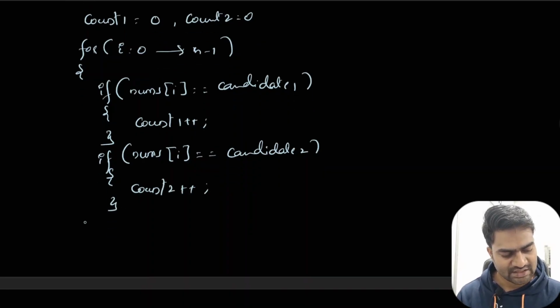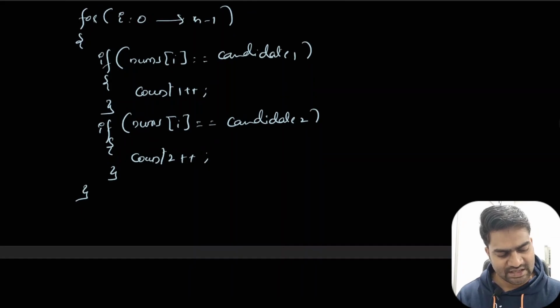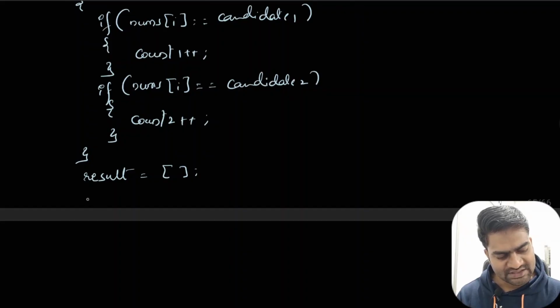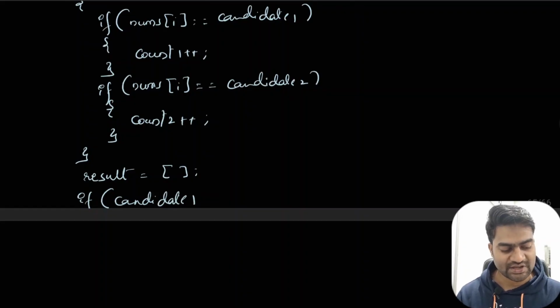Then finally I will take a result array. The result array will be an empty array initially. Then I will check if my candidate 1 count, sorry, basically we should take the count.